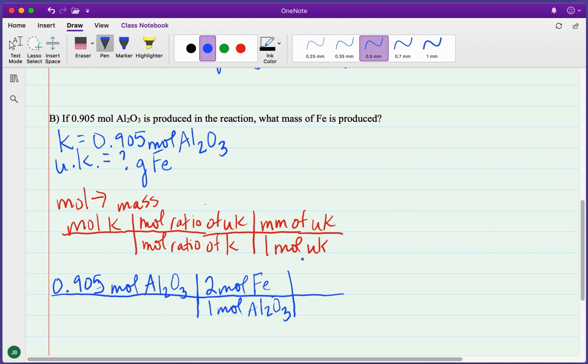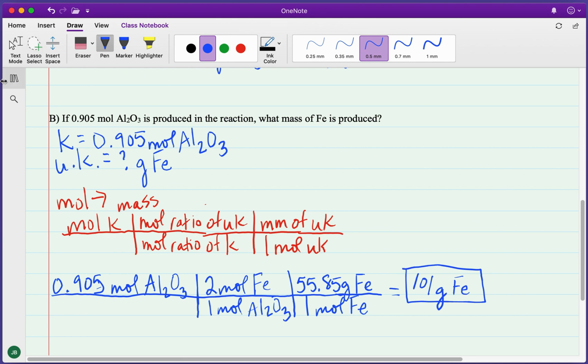And then now we're going to put in that molar mass. For every 1 mole of iron, the molar mass of iron is 55.85 grams. Once again, I've gotten that number from the periodic table. Plug and chug, and you will see that the answer is 101 grams of iron.